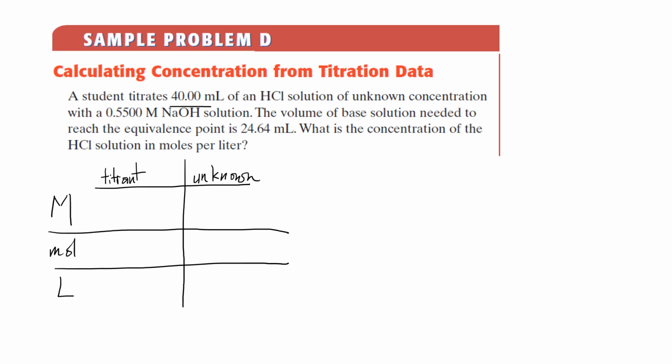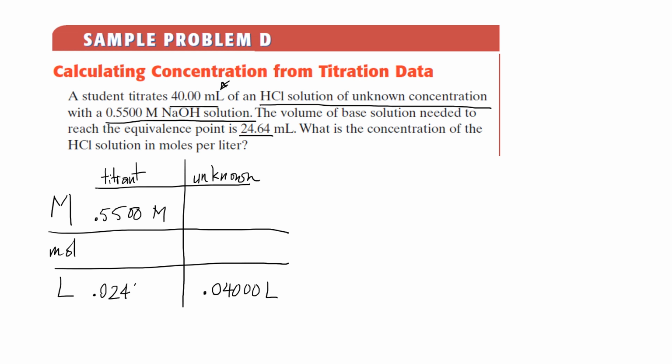A student titrates 40 mL of an HCl solution of unknown concentration. So it looks like this is the volume of the unknown. So I'm going to write that here. Instead of writing 40 mL, I'm going to convert that to liters real quick. So that's going to be 0.04000 liters, right? With a 0.55 molar NaOH solution. So that seems to be the molarity of our titrant. So that's 0.5500 molar. And the volume of the base needed to reach equivalence is 24.64 mL. And again, I'm going to just do some mental math and convert that into liters. So that becomes 0.02464 liters. If you're wondering how I did that, I just divided it by 1,000.